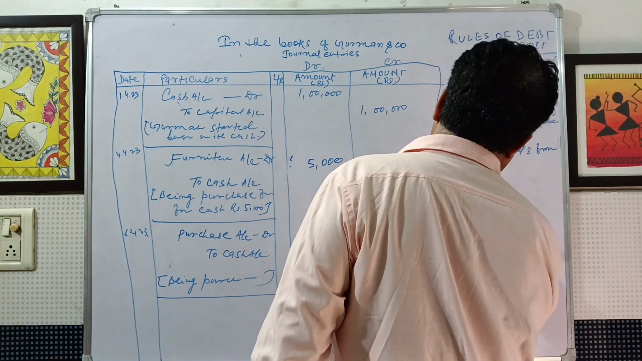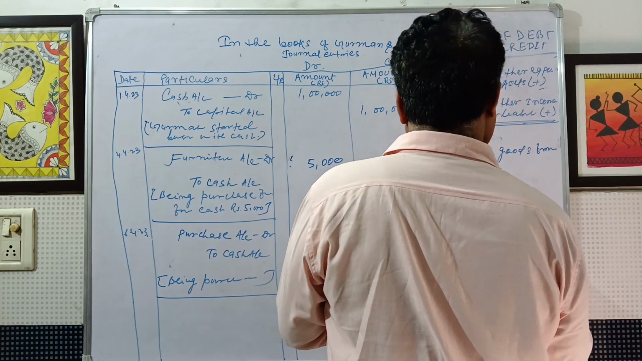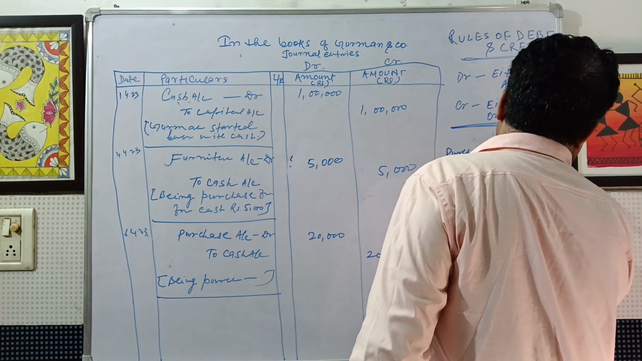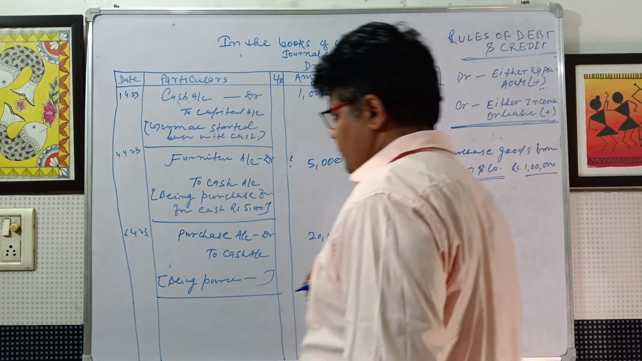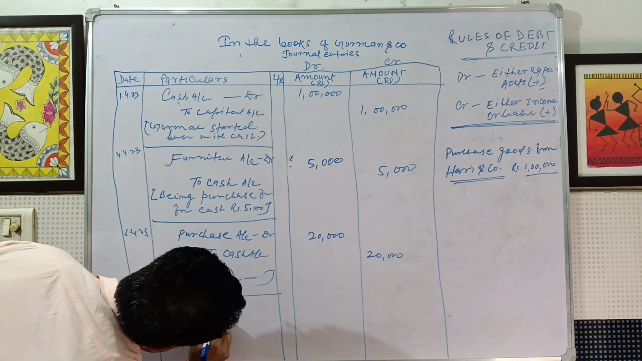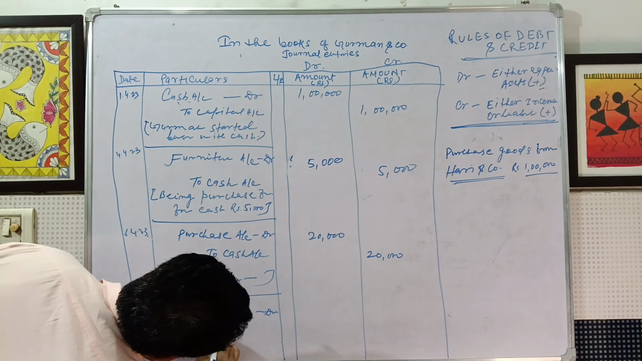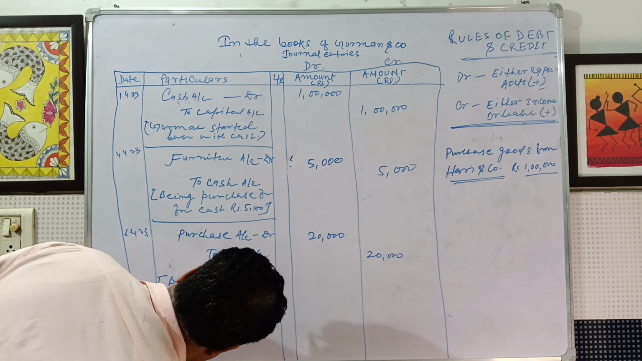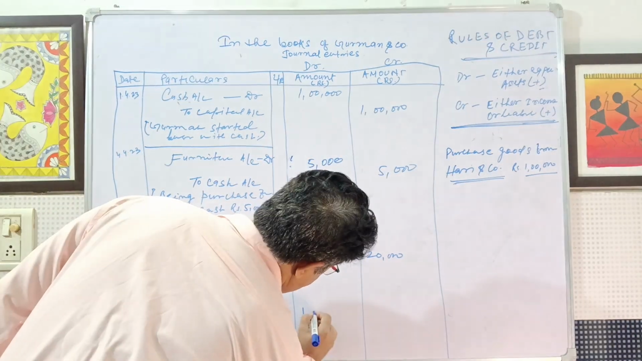What will be the entry? Purchase account debit to Hari and Company. Why? Because the name is mentioned here. It means on credit. So the entry will be purchase account debit to Hari and Company. Hari and Company is credit. One lakh.